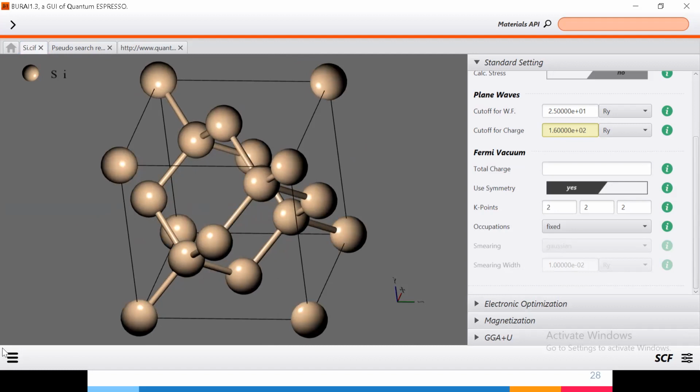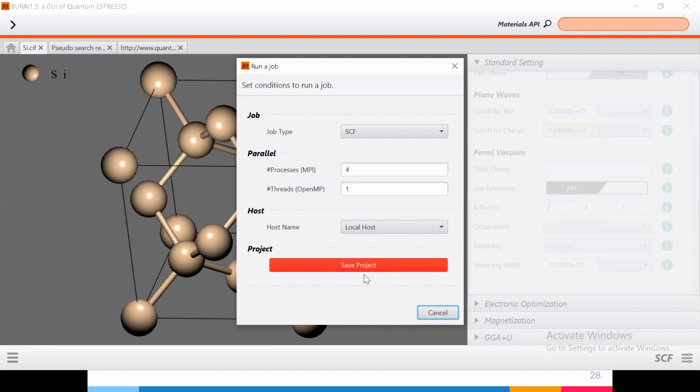Now, once you do that, you have to run this. When you run it, it will ask you to save the project. It also asks how many processors you want to use. I want to use one. Don't use more than you have in your computer. Normally, you have two or one. So I'll use one. The job type is SCF. There are other job types, but we're just doing an SCF. And then you save this project.